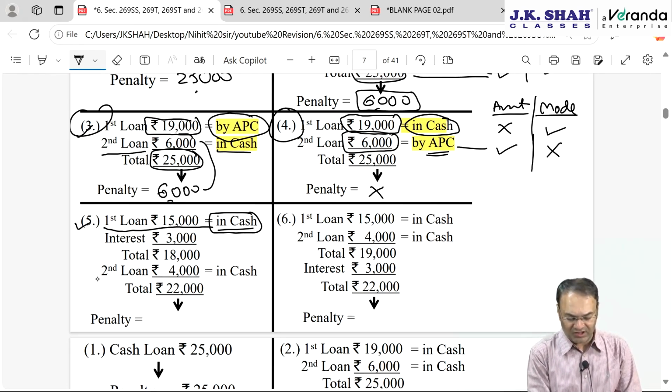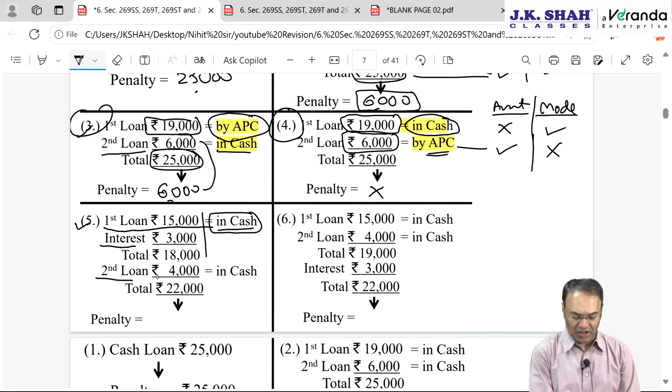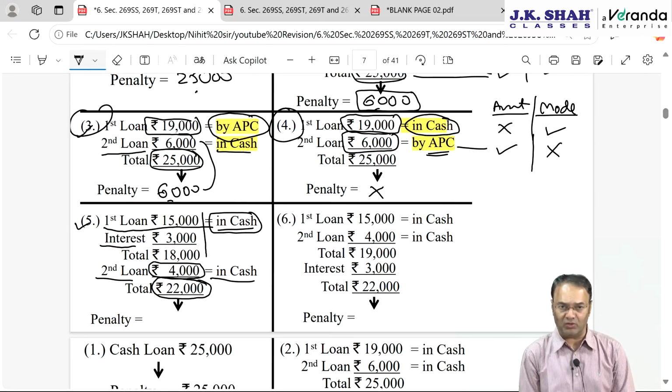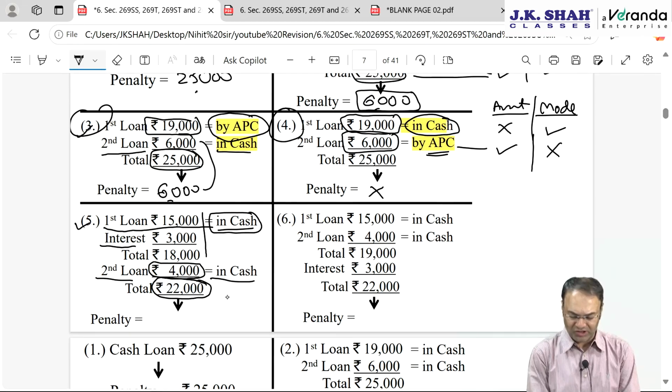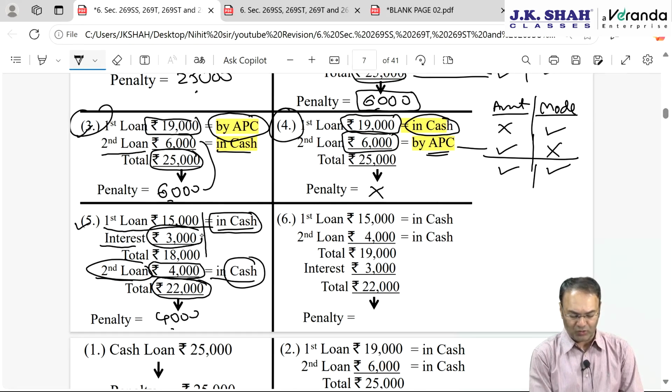But before I take the second loan, there is interest of 3,000. The total has become 18, still below 20. But now I am taking a second loan of 4,000 in cash. When I took the second loan, the total became 22: fresh plus outstanding plus interest became 22. So the amount related condition is breached and the mode of acceptance related condition is cash, that is also satisfied. Both the conditions are satisfied, the penalty will be levied. But here the penalty will be equal to the second loan amount, 4,000 only. The penalty will not be with regard to interest.